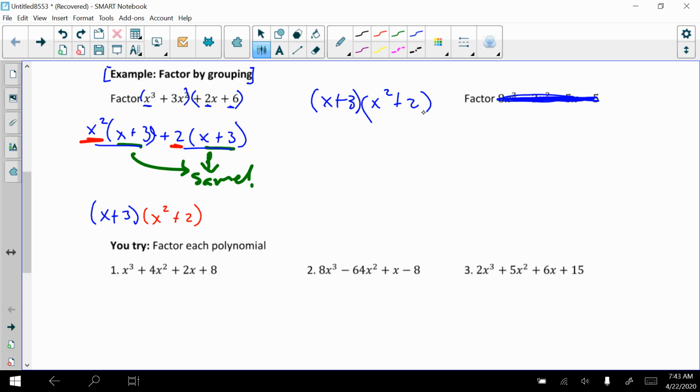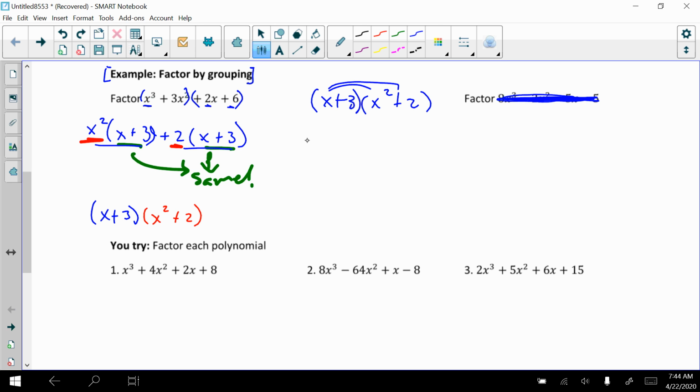Okay, and this should work. If I multiply these two things together, I get back to where I started, right here. So let's just check it real quick to see if that works, because remember, we're just going backwards. We're going from this to two things being multiplied together. So let's see if it worked. I'm going to multiply this out.